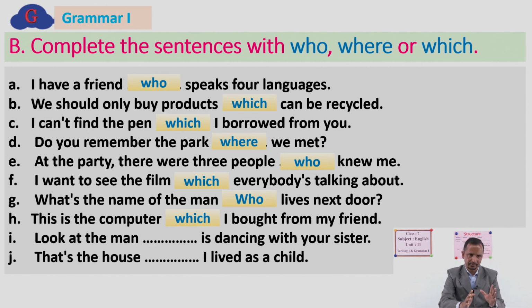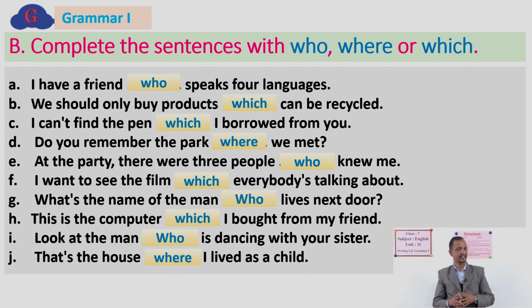Now, the I number. Look at the man, dear student. What is it? Yes, of course, who is dancing with your sister. Finally, last one, that's the house. House. Let's see, what is it? Place, things, or person? No. Where is the answer? Where I lived as a child.